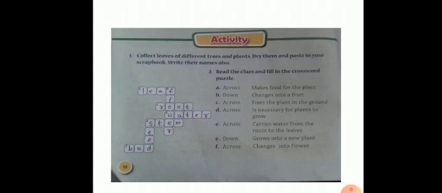Who makes food for the plant? So, your answer is leaf. That means leaf makes the food for the plant. Okay. Next, what changes into a fruit? That is flower. Flower changes into a fruit. See the next one.